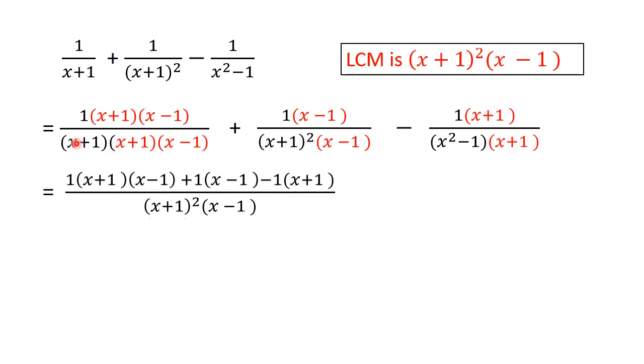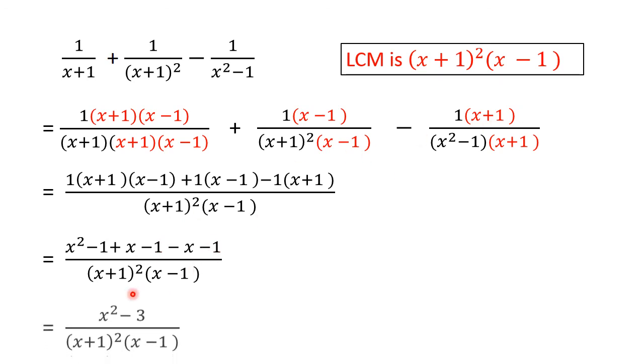So now in all three fractional parts, the LCM here is x plus 1 whole squared into x minus 1. When you remove the bracket of the first numerator part, x squared minus 1, and when you simplify the second numerator part, that is x minus 1, and the third one, x minus 1. So the final simplified answer is x squared minus 3 over x plus 1 whole squared into x minus 1. And this is a suitable example to do the lesson on algebraic fractions.